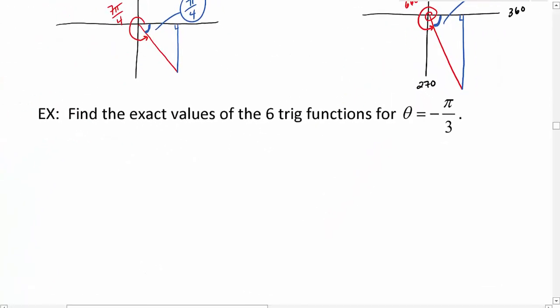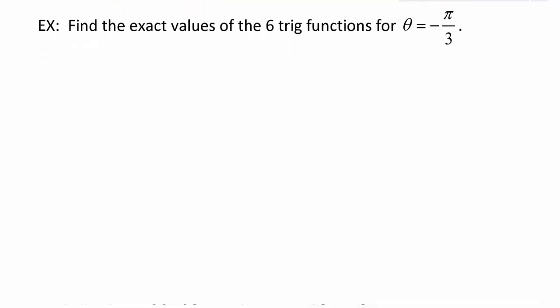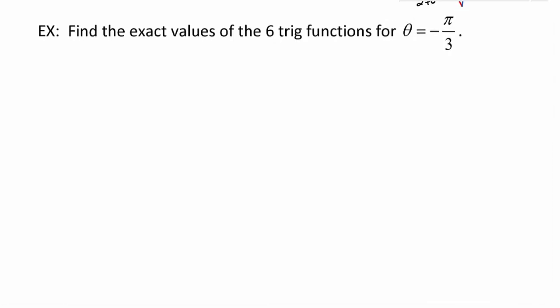Next, we want to find the exact values of the 6 trig functions for theta equals negative pi over 3. This is just an extension of what we've already learned about the unit circle. This is really the only way that I find values on the unit circle. I do not memorize the unit circle. I find the reference angle, and I use my 30, 60, 90 triangle or my 45, 45, 90 triangle every single time. I really encourage you to watch my videos on that so that you're not memorizing so much.